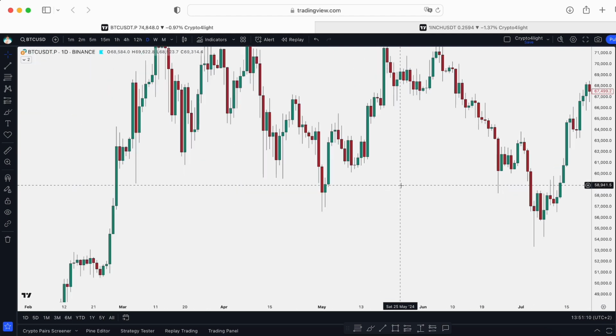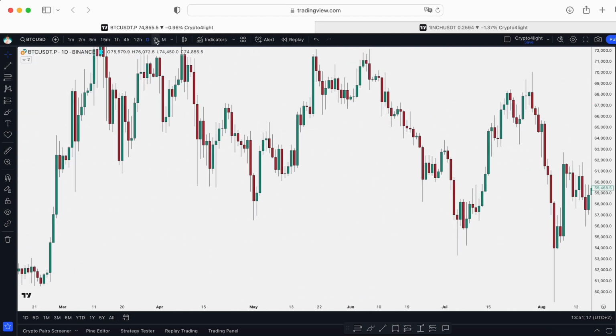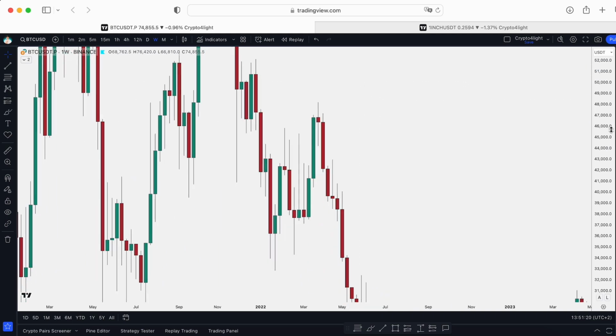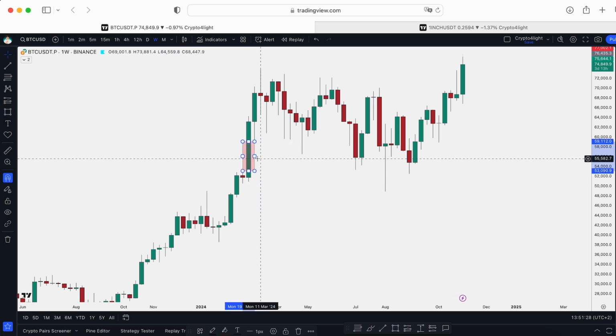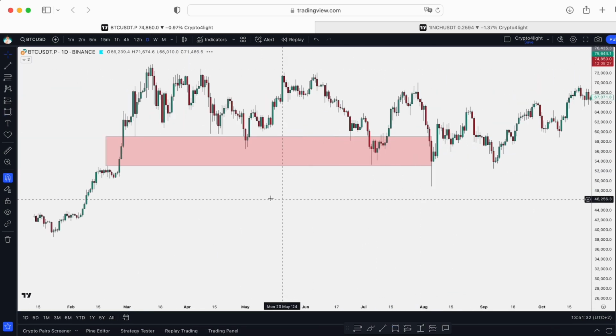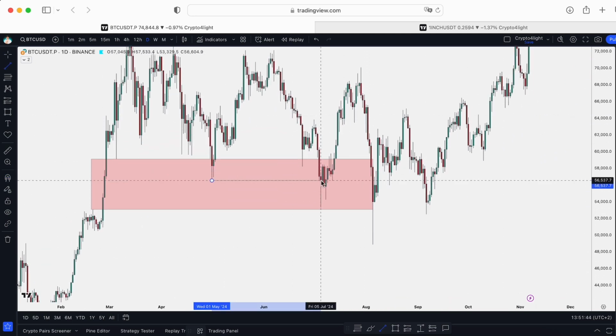Take a look at a great example on the BTC daily time frame. This is a pin bar. We go into the weekly time frame and we can identify that here we left a weekly gap. The more factors you find, the more reliable your pin bar will be. All right, so this is a weekly gap. Also, we have a liquidity pool here.